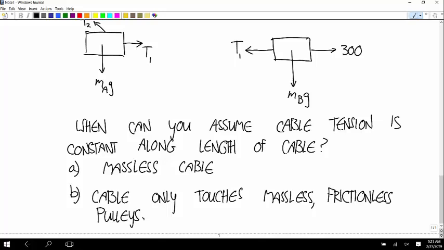Later on, we'll do some calculations, and actually, I think this is pretty interesting. We'll do some calculations where the pulleys do have mass and size, and we'll take that into account and see how that affects the cable tension along its length.